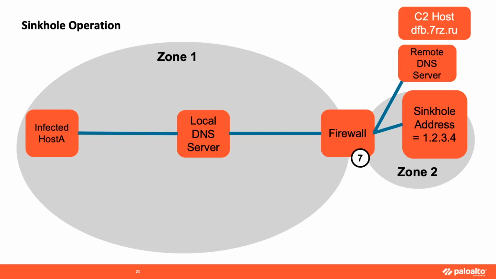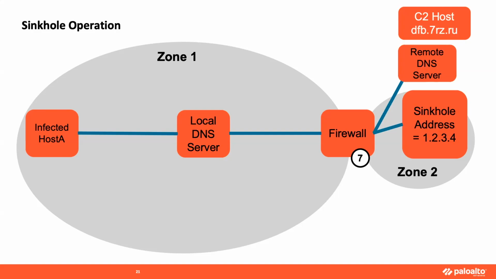Okay, so before I go to the firewall, I just want to review the sinkhole operation, right? So let's say you have an infected host on your network, right? So we can see over there on the left side, infected host A. Now, infected host A wants to talk to the command and control host that's on the top right, dfb.7rz.ru, which sounds sketchy, right? So what infected host A is going to do is send a query to be able to determine what the IP address is of this particular domain.